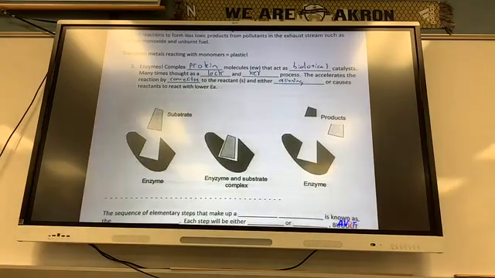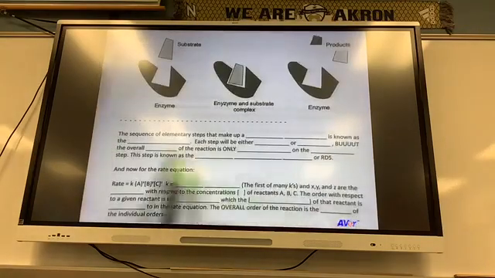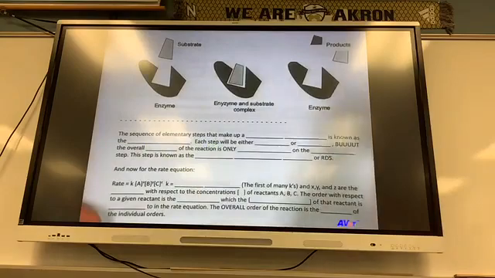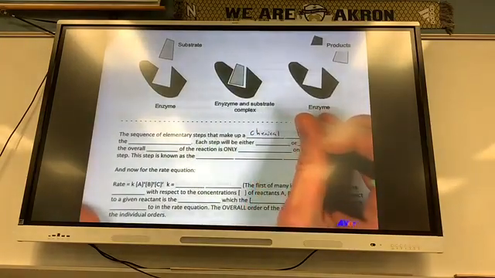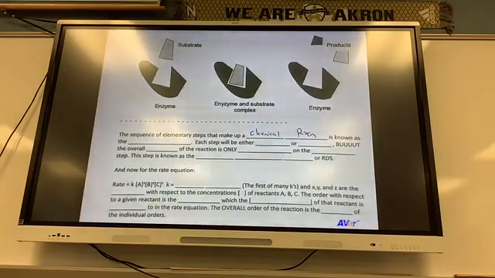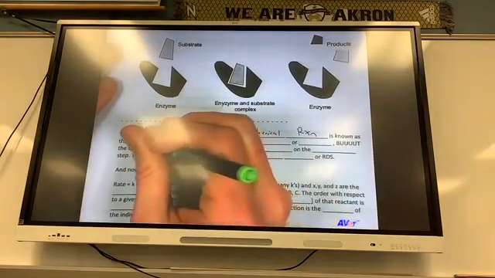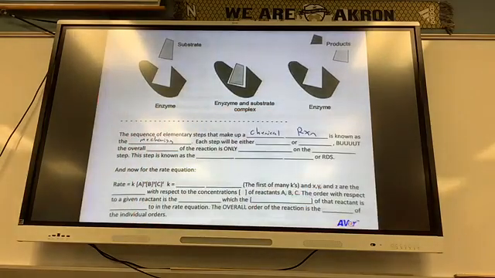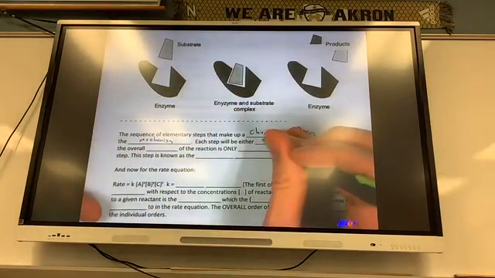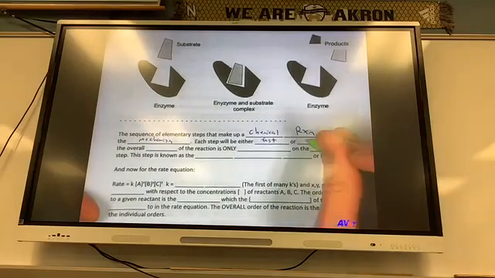So let's keep going. The sequence of elementary steps that make up a chemical reaction is known as the mechanism. So we're going to look at these mechanisms. Each step will be either fast or slow.